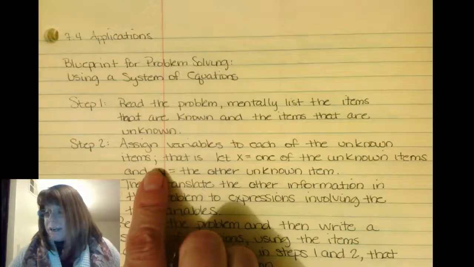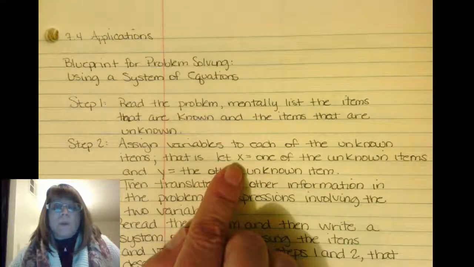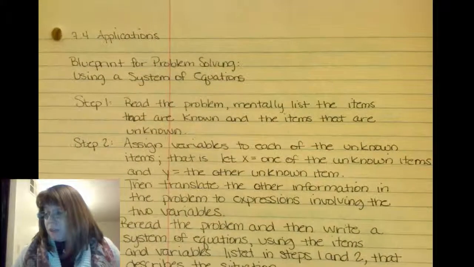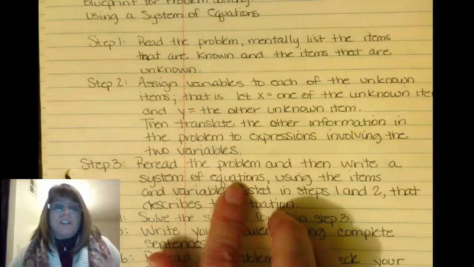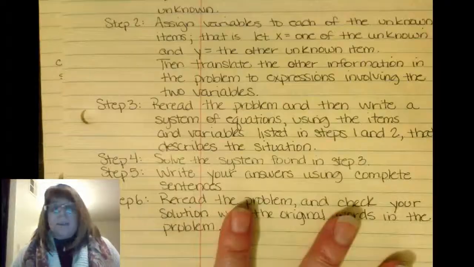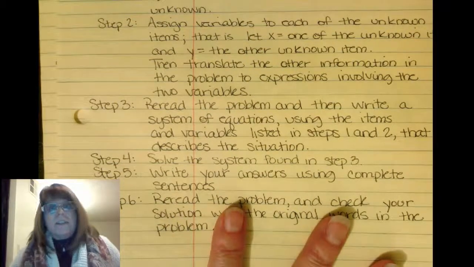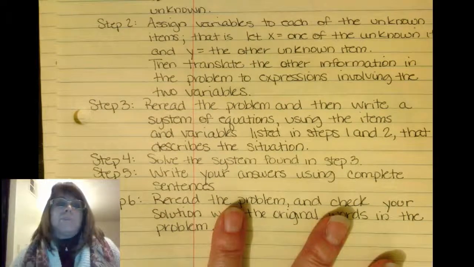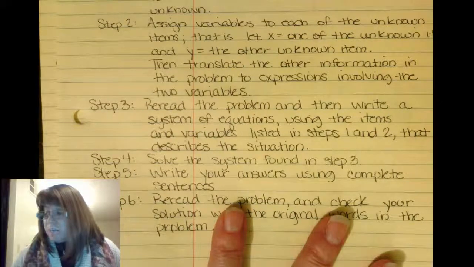And for the second step, we're usually going to assign those variables, maybe let x be one of the unknown items and y be the other unknown items. Then we're going to translate all the other information into expressions involving our two variables. The third step is we're going to reread the problem and then write out our system of equations using our items and variables that we found in step 1 and step 2 that describe our situation.